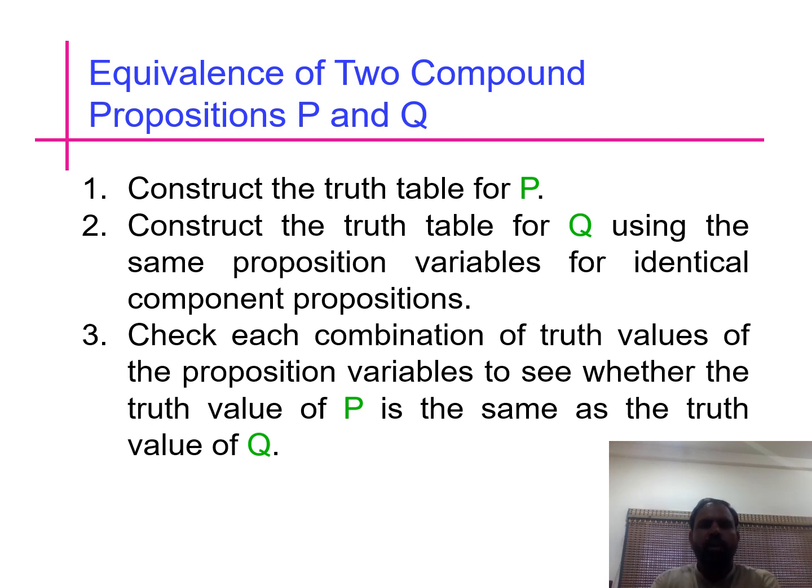Here there are three steps we discuss. Construct the truth table for P. First of all, we construct the truth table for P and then construct the truth table for Q, using the same proposition variable for identical component propositions. Next, check each combination of truth values of the proposition variables to see whether the truth value of P is the same as the truth value of Q. If they are the same, then you can say they are equivalent.